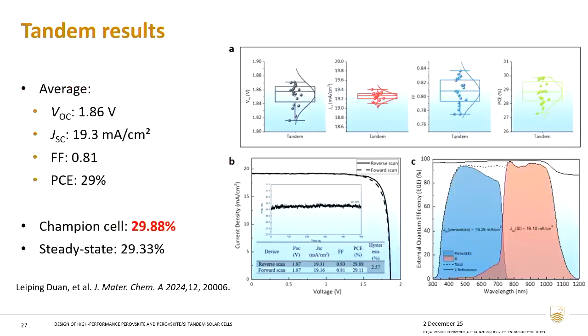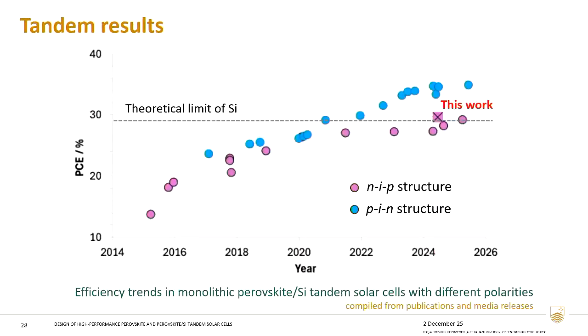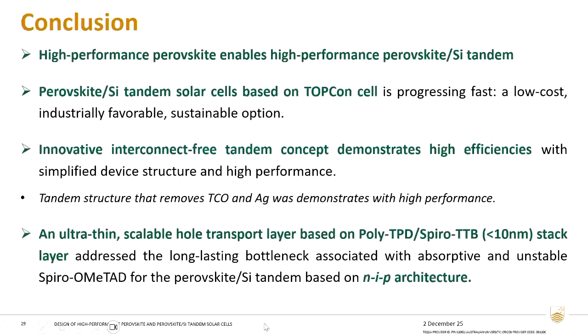While integrated into the tandem, we were able to achieve 29% efficiency, and this work represents one of the highest for the tandem based on NIP. Okay, I will skip the conclusion because it's already obvious, but here I have shared a lot of positive information and results for the perovskite field.